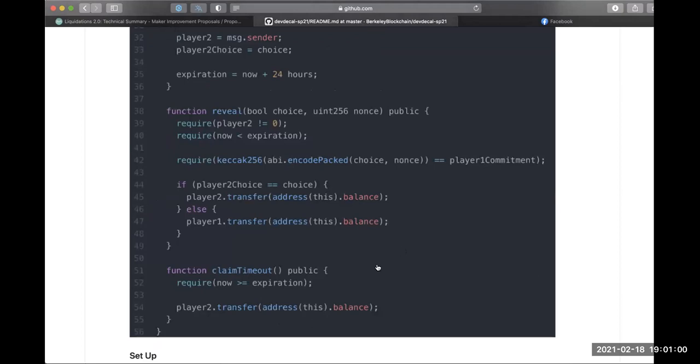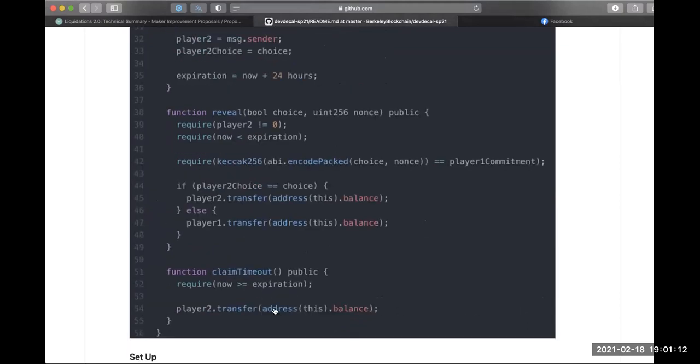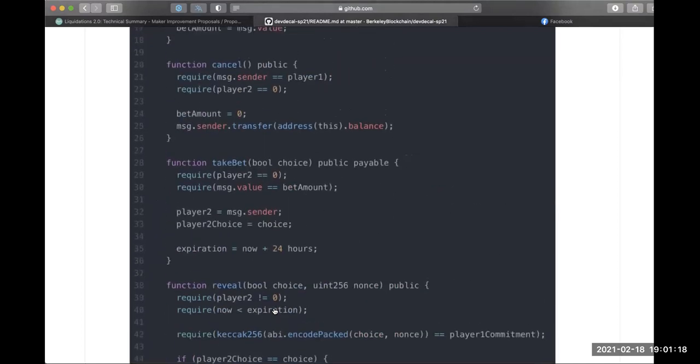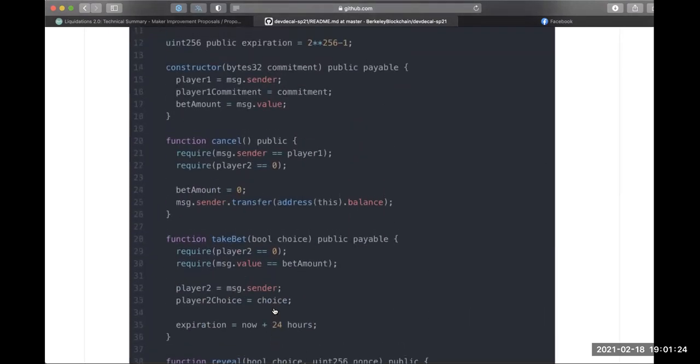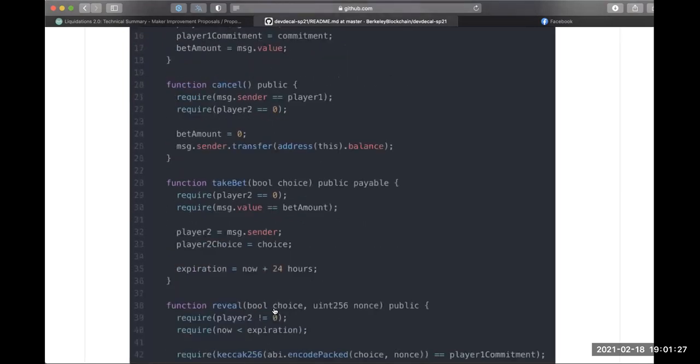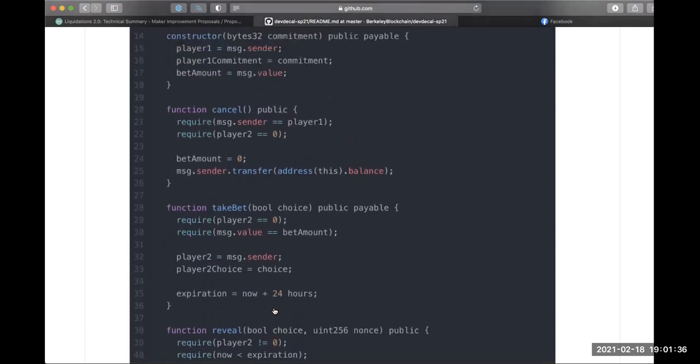Transfer is when you transfer money, but payments is when you receive the money. In claim timeout, the player transfers the money to another address, but the contract doesn't receive any of the money. So it's kind of different. Wait, what do you mean the contract receiving money? I don't understand the distinction between me sending you money versus the contract receiving money. Sometimes the contract could take money, which is why you'd use payable.